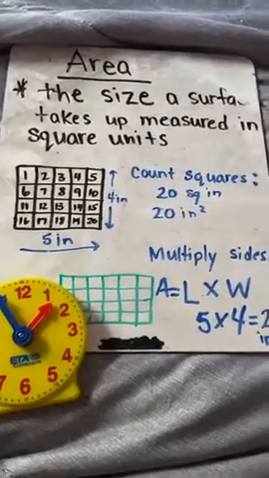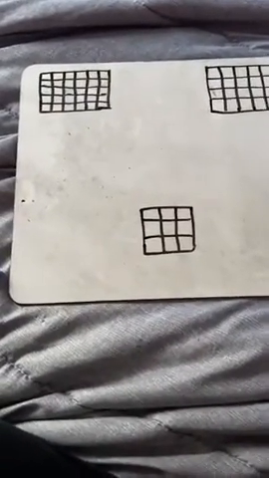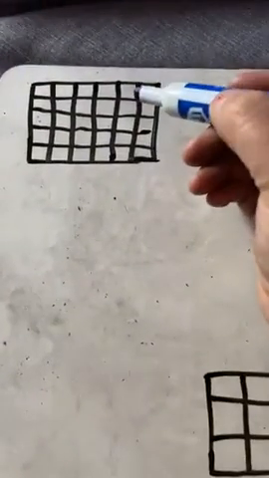Okay, so area is the size of a surface that it takes up, and it's measured in square units. So I have some problems that I need your help with, friends. On my board right here, we need to figure out the area of the inside. So the first thing is we need to count. Are you ready? Okay, let's number my boxes.